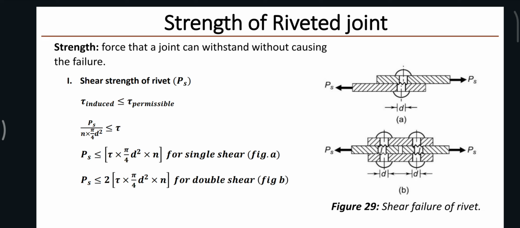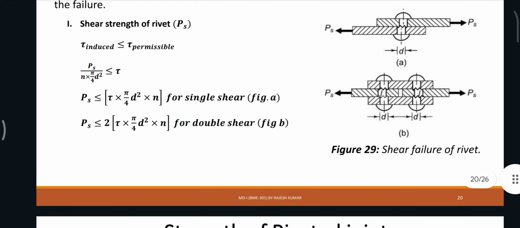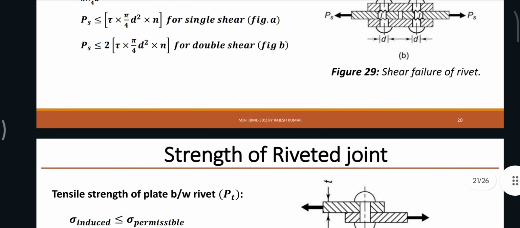Strength of riveted joint is the shear force that a joint can withstand without causing failure. PS is less than or equal to 2 into tau into pi by 4 into d square into n for double shear. Here we use 2, multiple of 2.